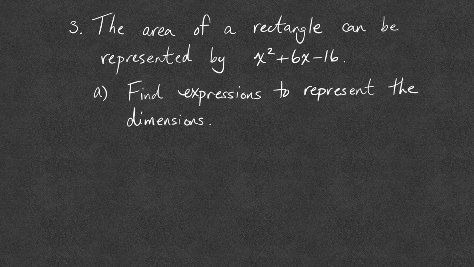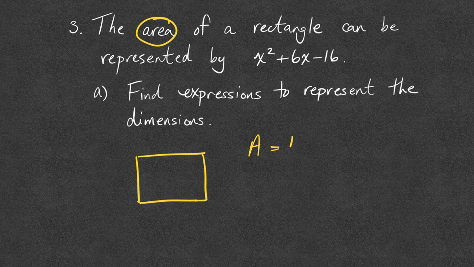Okay, we're back. So the problem said the area of a rectangle can be represented by x squared plus 6x minus 16. Find expressions to represent the dimensions. So let's just say that I was stumbling my way through this and I said, okay, the problem says the area of a rectangle. So there's my rectangle. To calculate the area of that rectangle, I have to take one dimension and multiply it by the other, the length by the width.